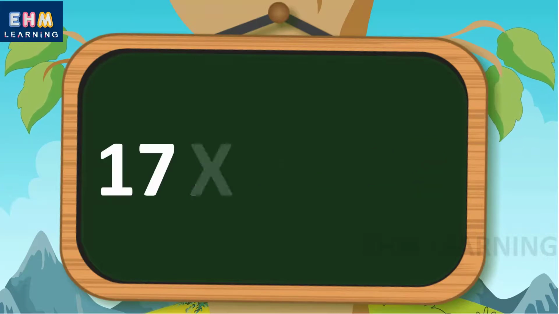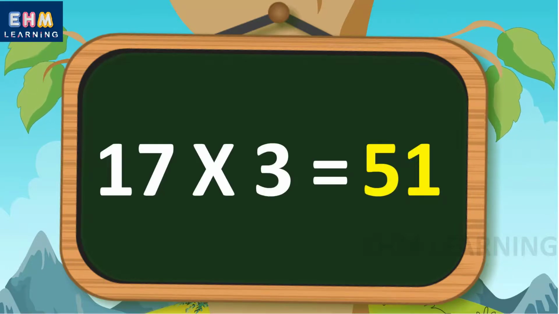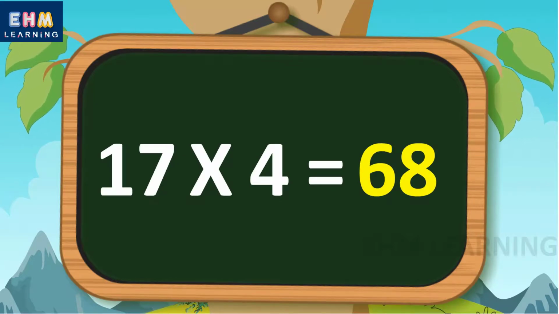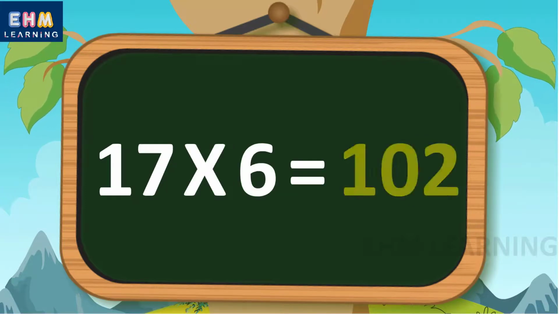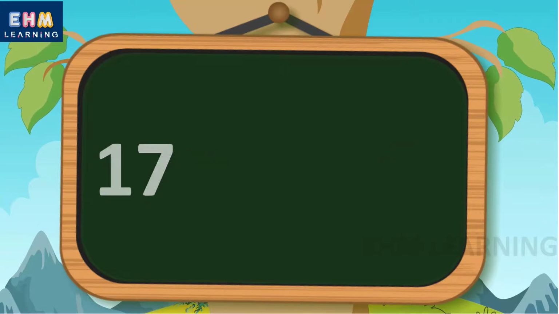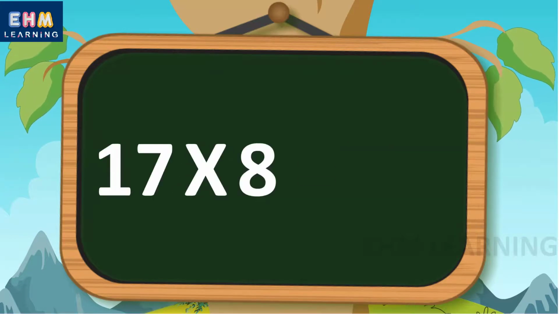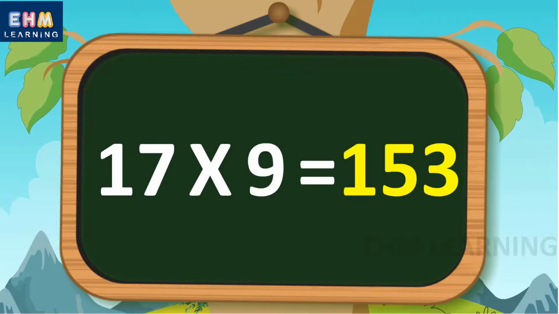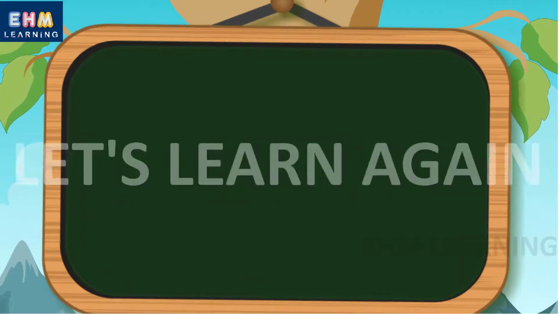17 ones are 17. 17 twos are 34. 17 threes are 51. 17 fours are 68. 17 fives are 85. 17 sixes are 102. 17 sevens are 119. 17 eights are 136. 17 nines are 153. 17 tens are 170. Let's learn again.